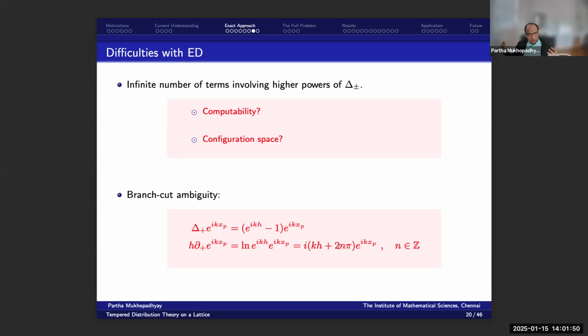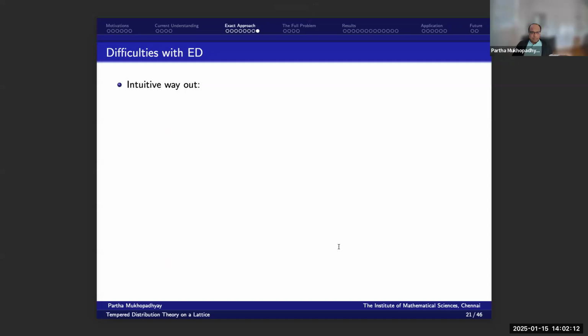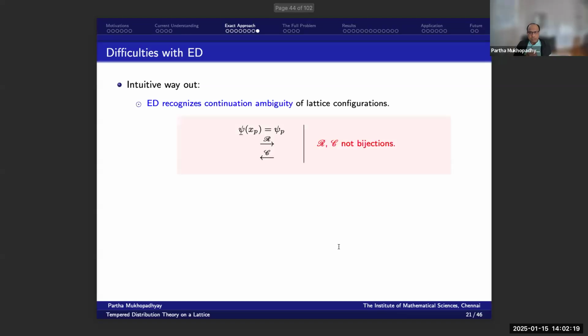So for all calculations, you have to choose this branch independently in order to establish that in the position space, the derivative is satisfying the calculus of the continuum. So one would like to ask the question, what is the right choice for these branch cut ambiguities? So I will now describe an intuitive way out, how to interpret this problem and how to sort it out.